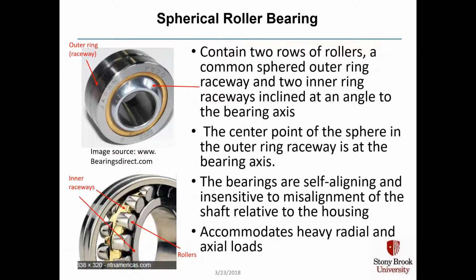In a spherical roller bearing, you have 2 rows of rollers, a common sphered outer ring raceway, and 2 inner ring raceways inclined at an angle to the bearing axis. And the center point of the sphere in the outer ring raceway is at the bearing axis. If you look inside the spherical bearing, you have rollers in the inner raceway, and the bearings are self-aligning, and they're insensitive to the misalignment of the shaft relative to the housing. And as such, you can accommodate heavy radial and axial loads.